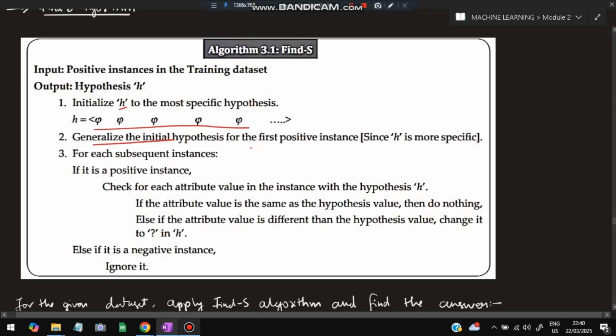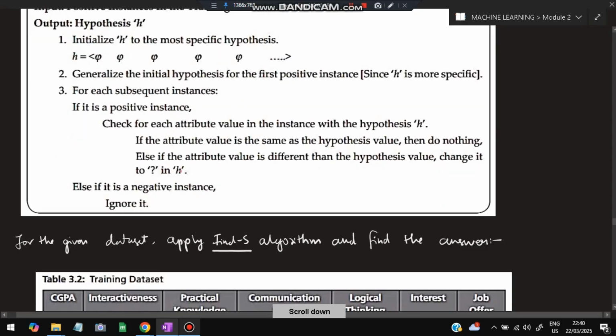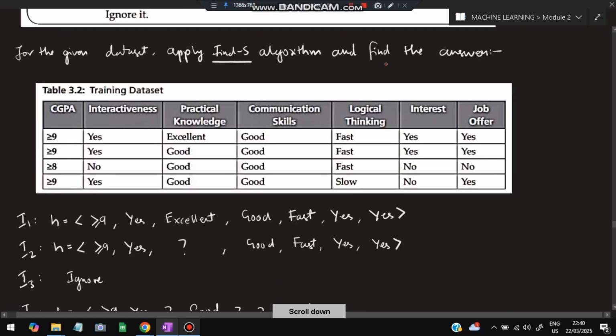Then generalize the initial hypothesis for the first positive instance. Whichever is the positive instance and whatever the values are there, fill those values instead of null. That means generalizing. For each subsequent instance, do two things. If it is positive, then only consider it. Second, if it is the same, don't do anything. If it is not the same, meaning two positive instances have different values like yes and no in some attribute, then make it a question mark. That's it. So for the given data set, we have to apply the Find-S algorithm to find the answer.